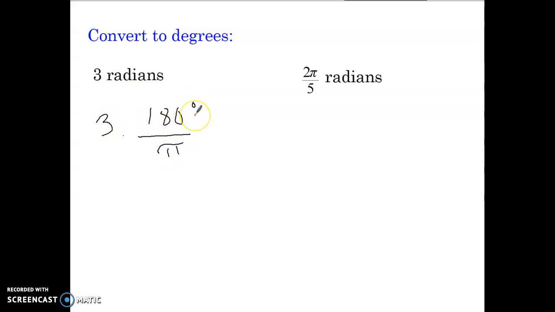Okay, so I'm going to type this in my calculator. 3 times 180 is 540. Still got that degrees on there. And then I'm going to divide that by pi.